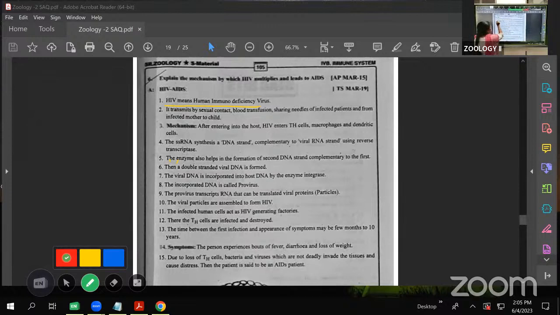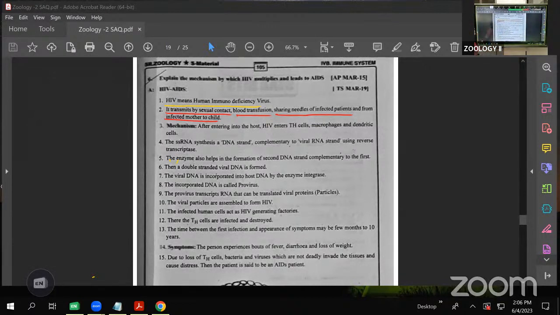How is it transmitted? By sexual contact and blood transfusion, which means blood is transferred from one person to another. Also by sharing needles, the injections of infected persons, and from the infected mother to child. Mixing of the blood or fluids is the only time it is transmitted.